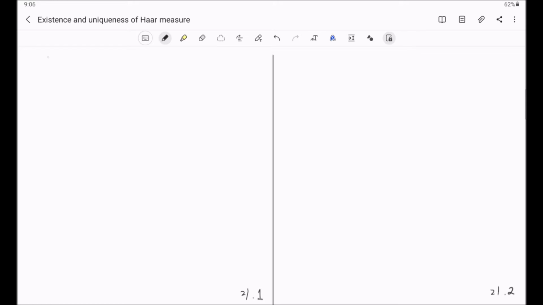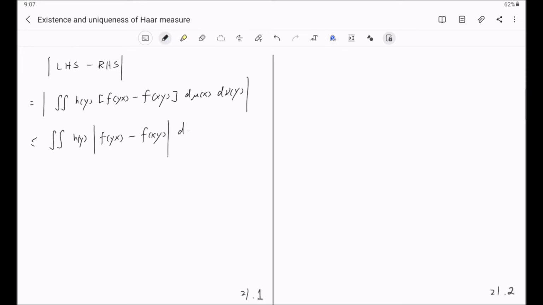When you take the difference and the absolute value, let me just copy down everything. We can magnify this part by putting the absolute value sign inside. And let's do one more step. Let's pull this h of y outside of this inner integral.